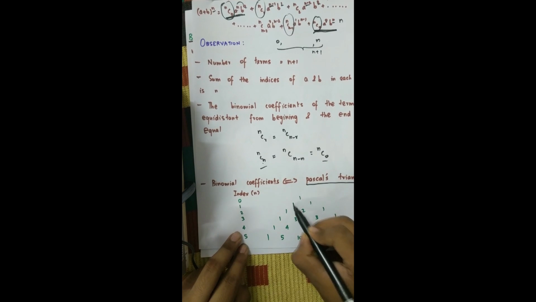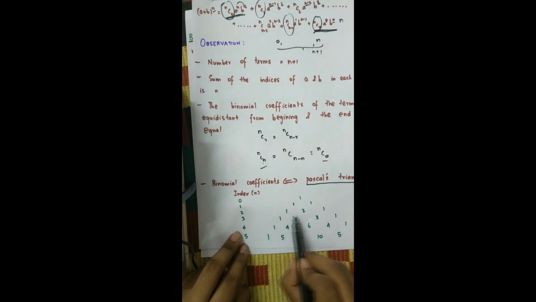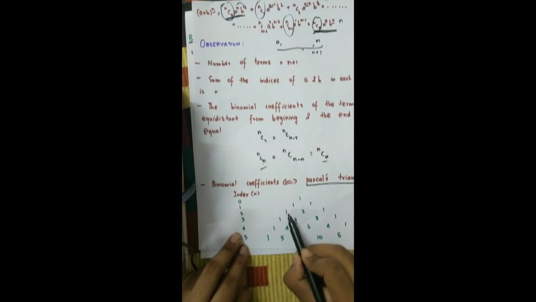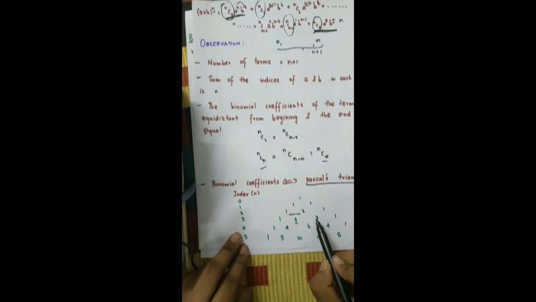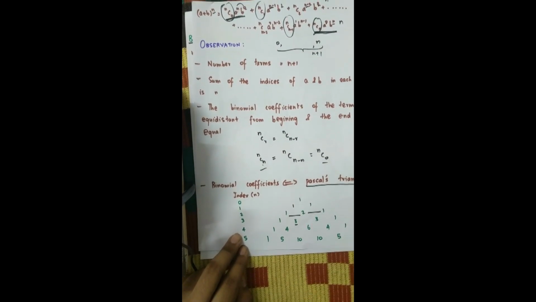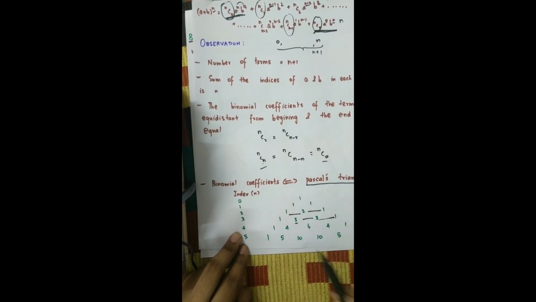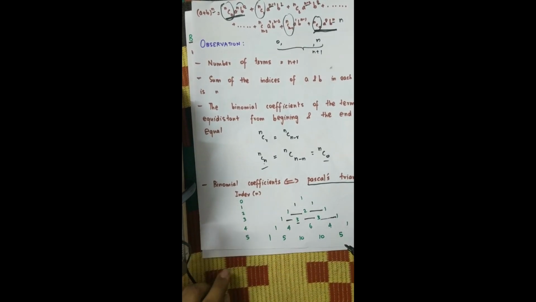So the first term and the last term in whatever line it might be is going to be 1, and each term is obtained by adding the above two numbers. So let's say this 3 is obtained by adding 1 and 2, right? Similarly, this 3 is obtained by adding this 2 and 1, and this 4 is obtained by adding this 3 and 1. This 6 is obtained by adding this 3 and 3, and this 4 is obtained by adding 1 and 3. So it is something like that, and this follows till 10.